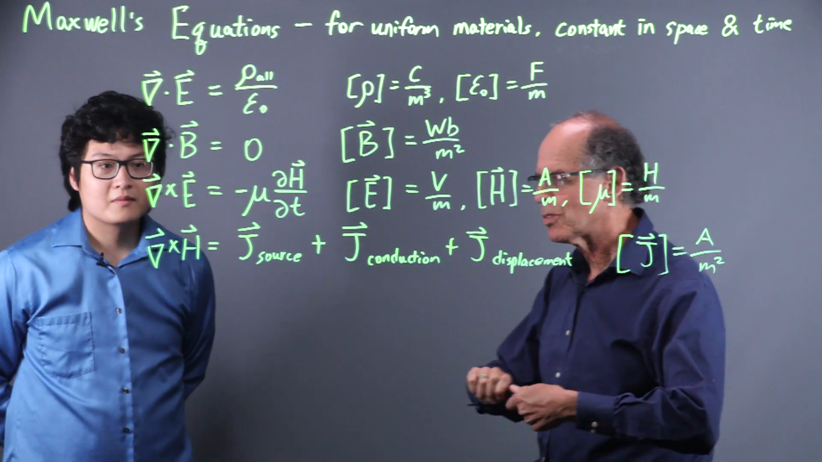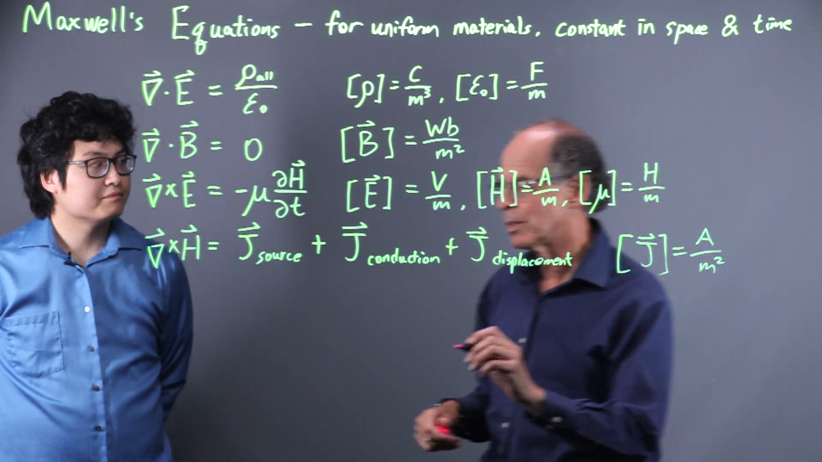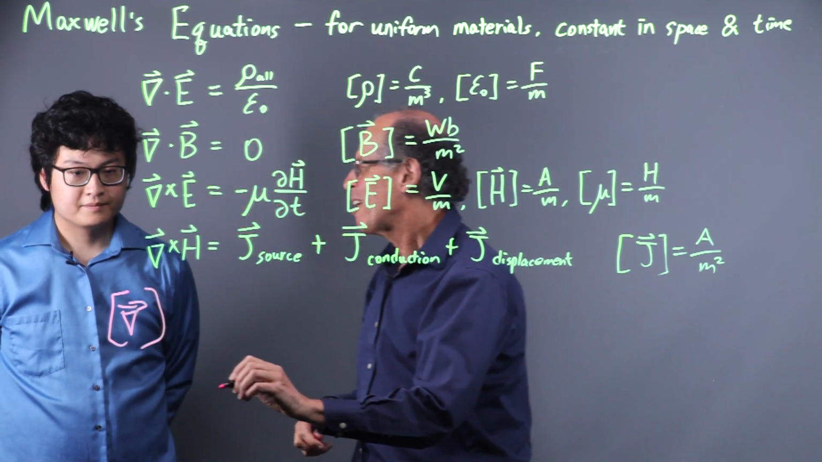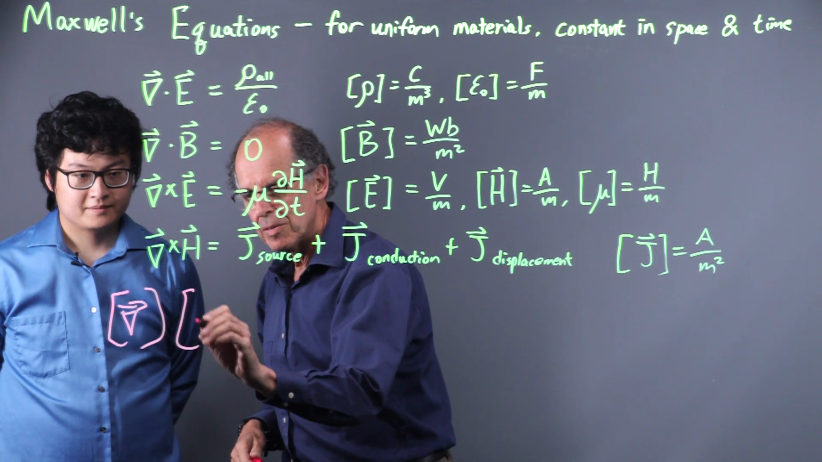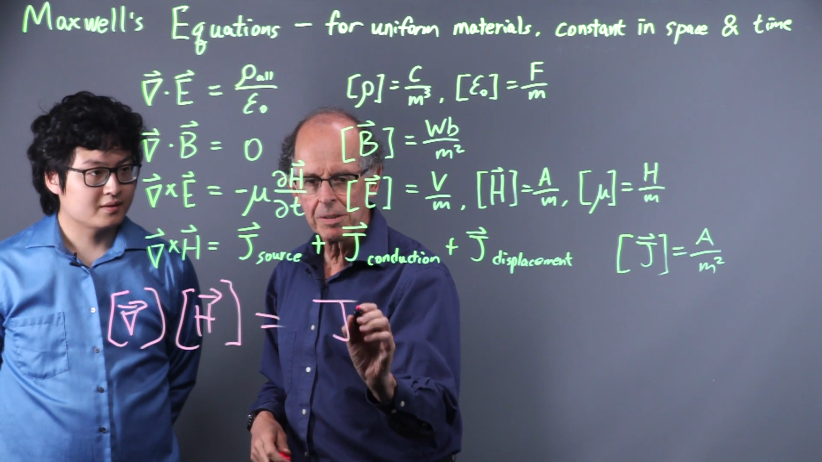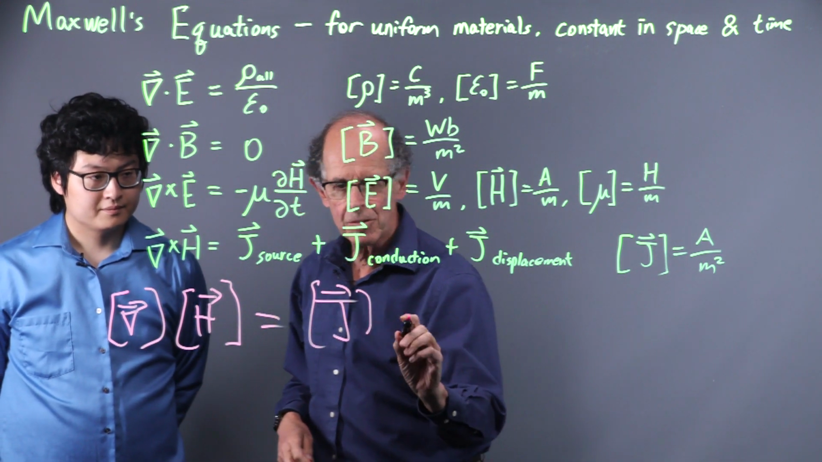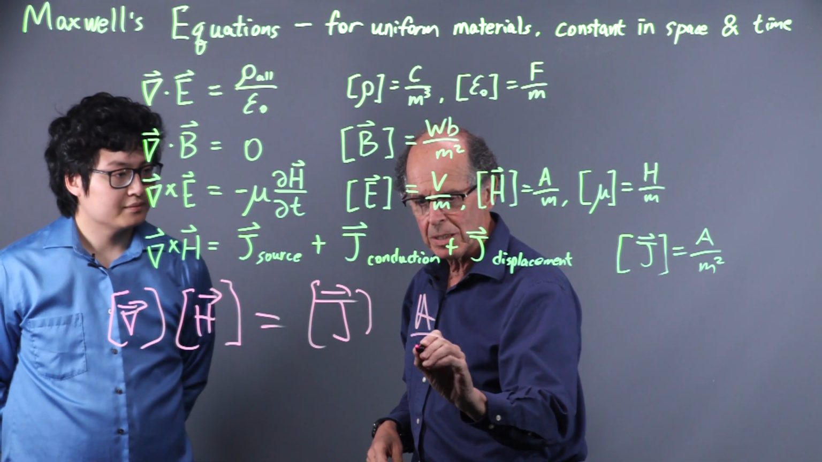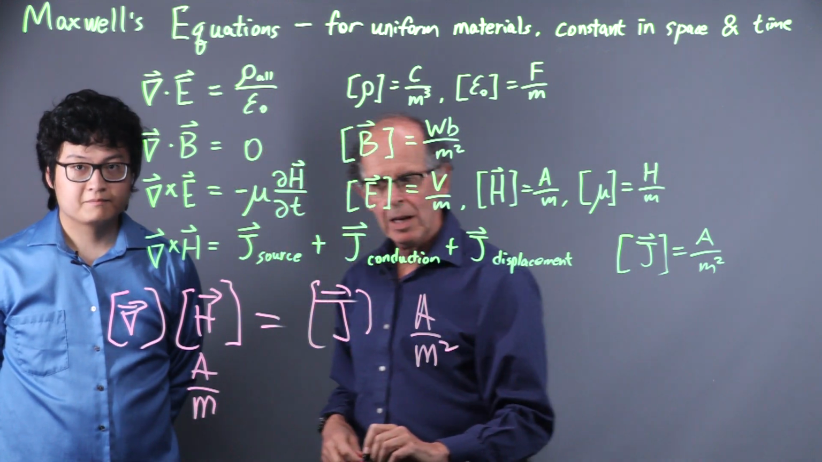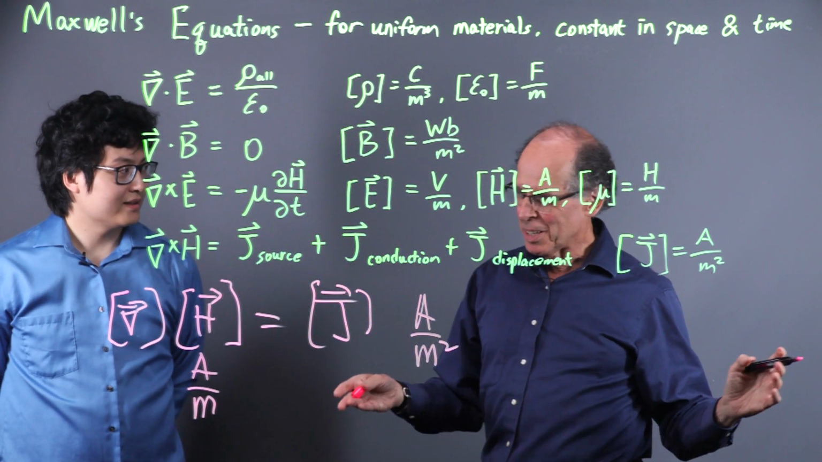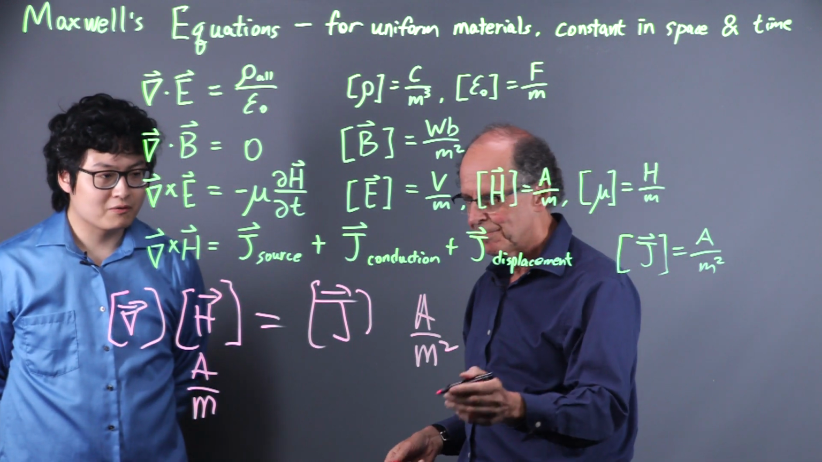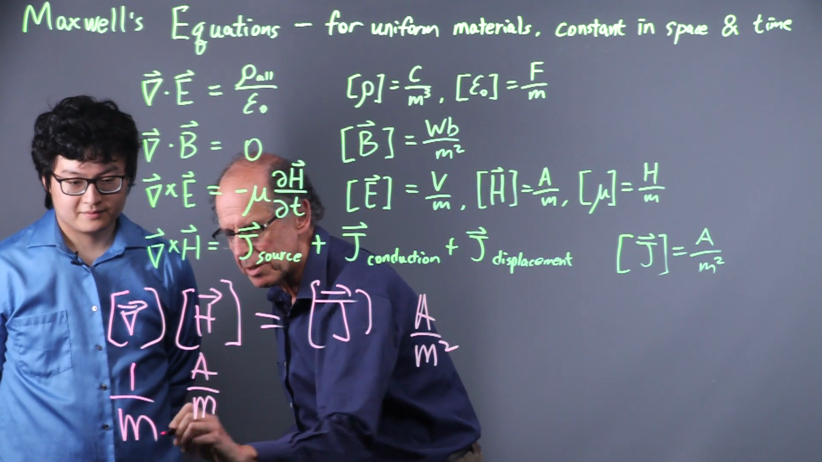Okay, so let's look at this equation in terms of units. We forgot one thing, the units of this. The units of del cross H is equal to the units of all the currents, J. So as you just said, this is amps per meter squared. This is amps per meter. That means we're missing something. So the nabla has to have units of 1 over meters.